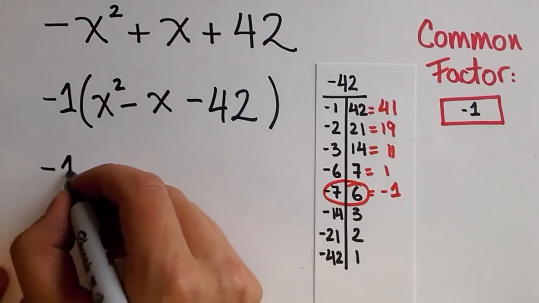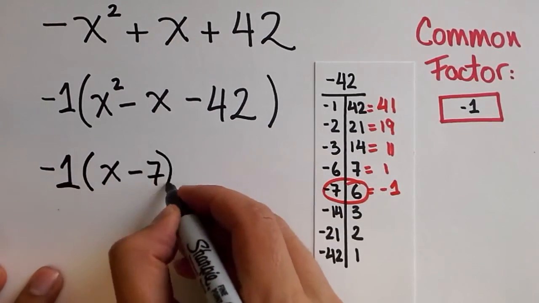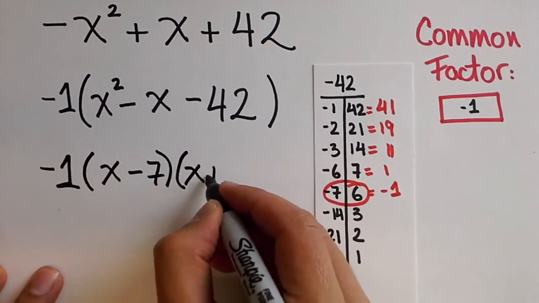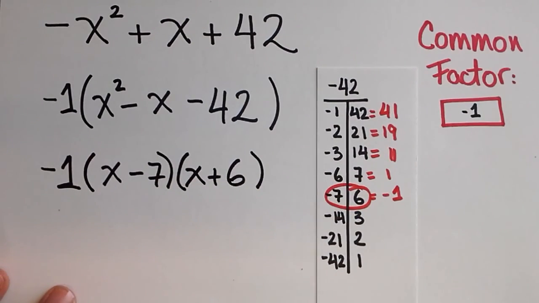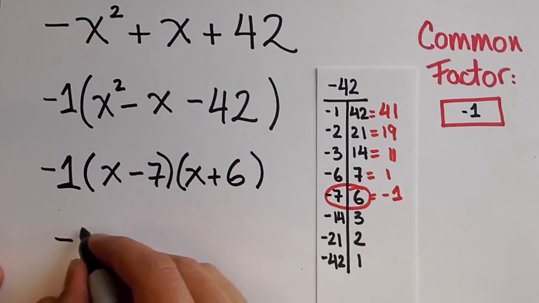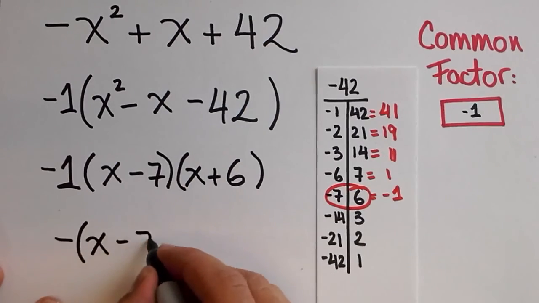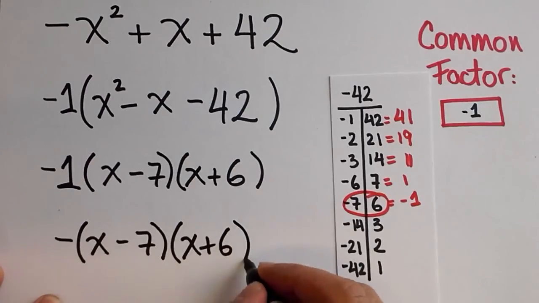That means that you can write this expression finally as x minus 7 and x plus 6. For those of you who like to write things a little bit cleaner, there is no need to write this one. You can write just the negative, x minus 7, x plus 6.